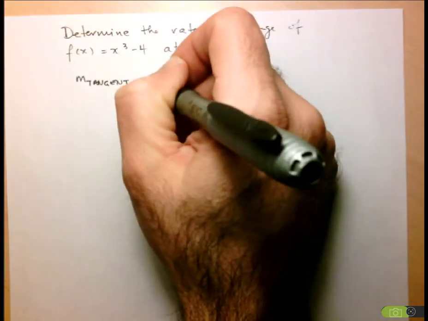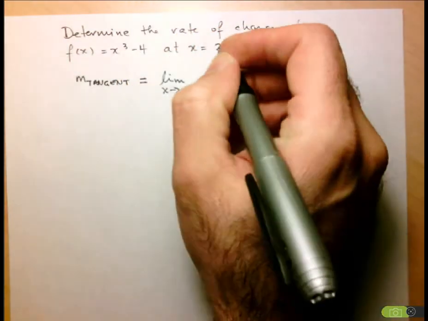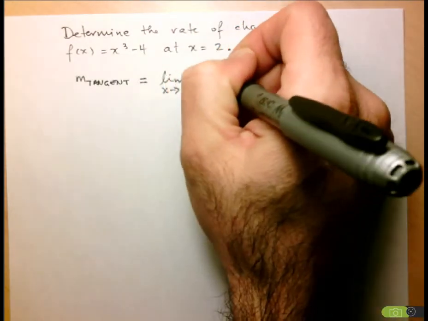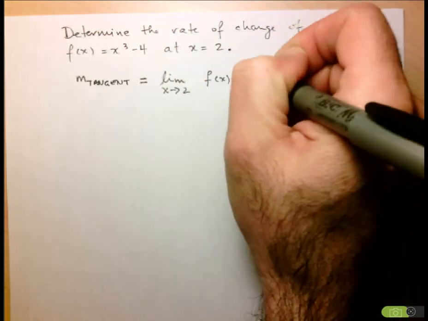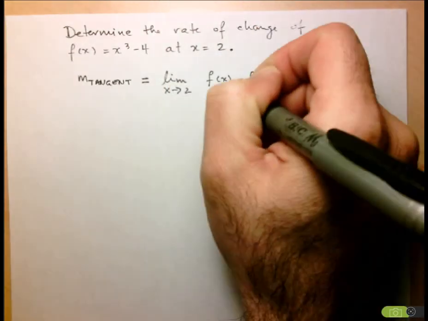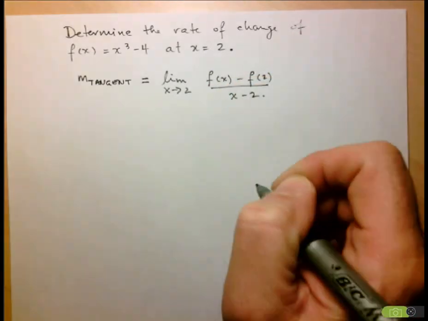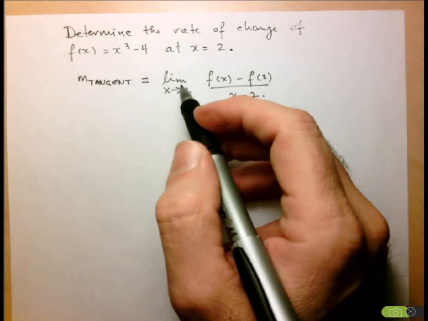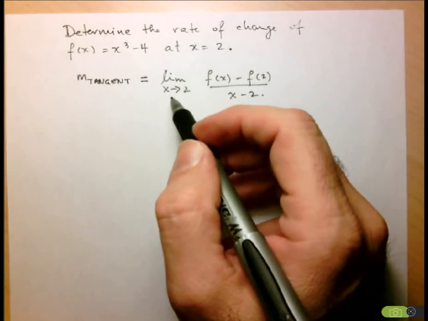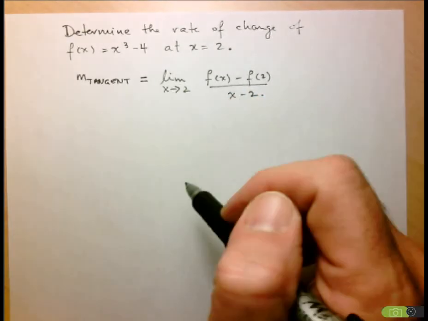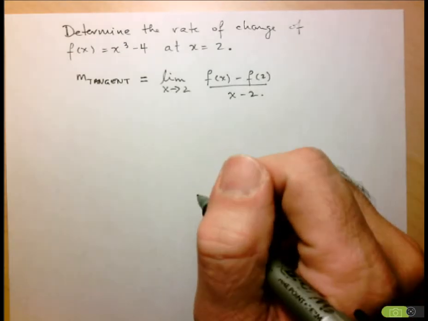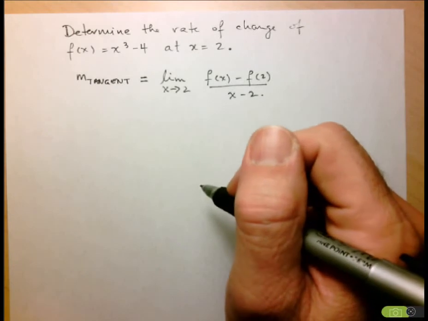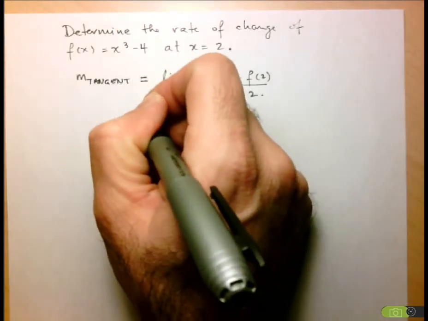So the limit as x approaches the a value that I'm interested in, in this case 2, of f at x minus f at a, which in this case is f at 2, over x minus a, so x minus 2. The first thing we notice is that even though we're interested in what happens as x approaches 2, we can't just stick 2 into this expression because that would give us an undefined expression. So we have to see if we can do some algebra to simplify the expression.